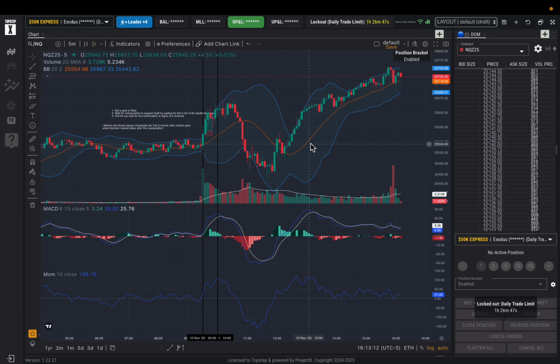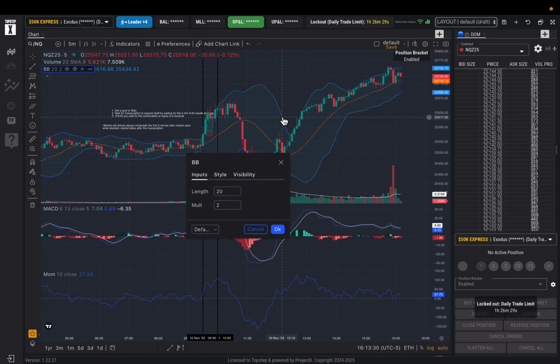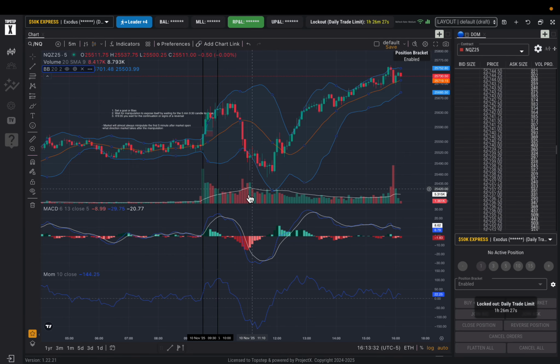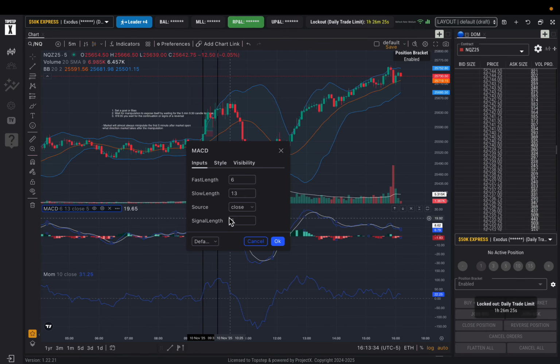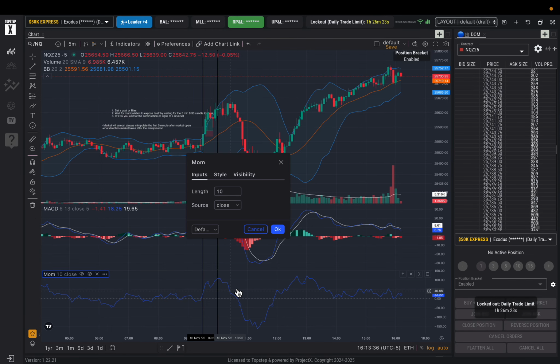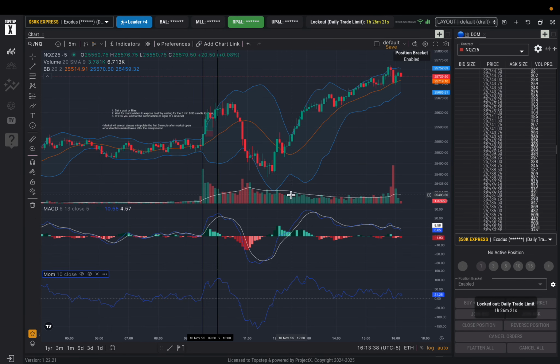If anybody needs help understanding exactly how these indicators work, there are always videos on YouTube about how they work and how to read them. This is the Bollinger Bands indicator. This is the MACD indicator, and this is the momentum indicator, and this is my volume indicator right here.